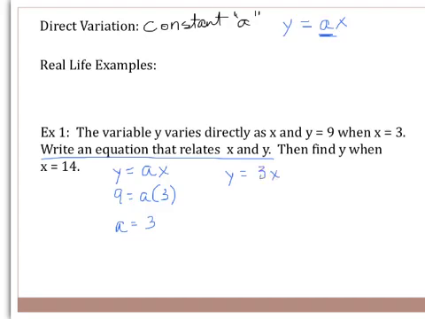So your answer is two parts. You're first writing the equation right here. And the second part, you're actually going to use it to predict something. So then find y when x equals 14. And we'll substitute 14 in. So 42. So two different answers.